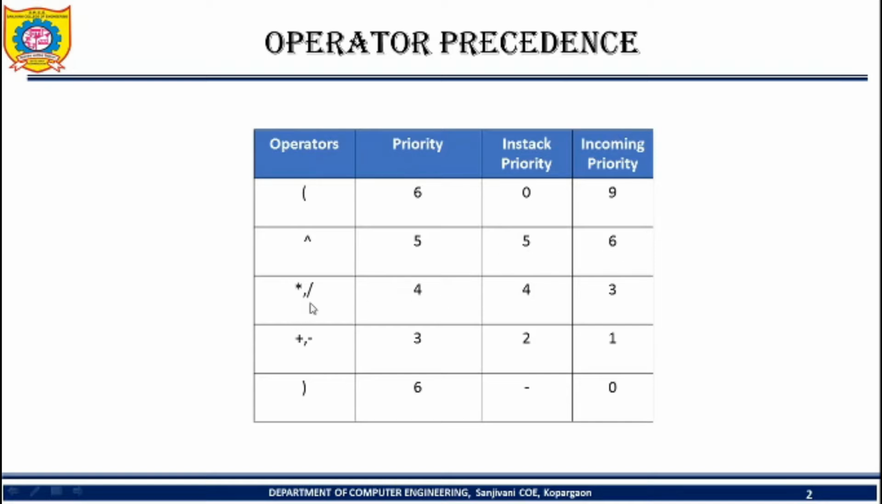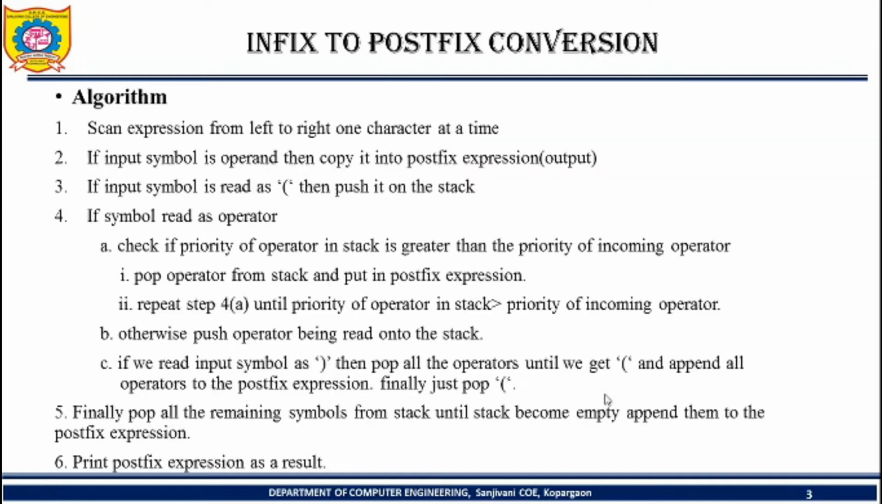Then multiplication and division priority is 4. In stack priority is 4 and incoming priority is 3. Plus and subtraction priority is 3. In stack priority is 2 and incoming priority is 1. Then closing bracket priority is 6. In stack priority is null and incoming priority is 0.